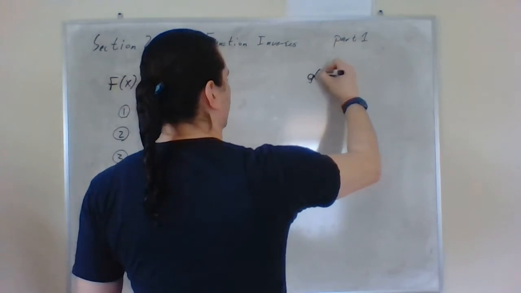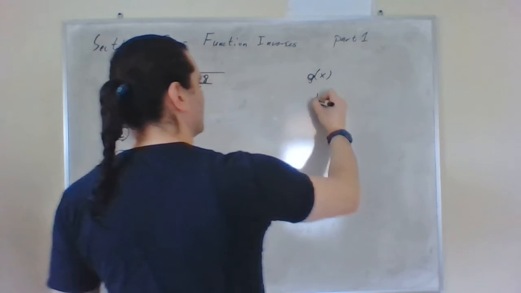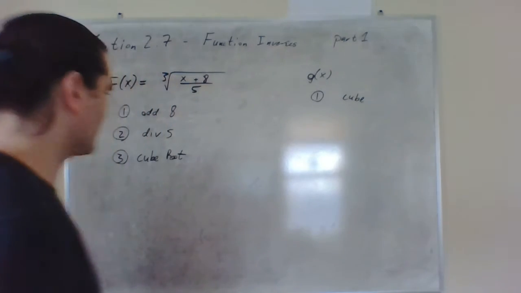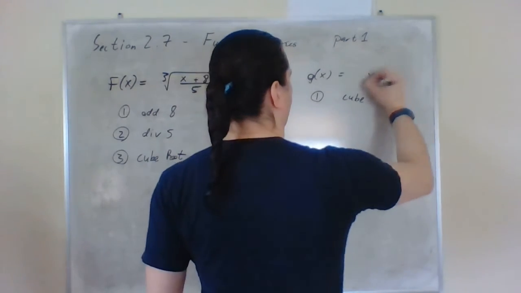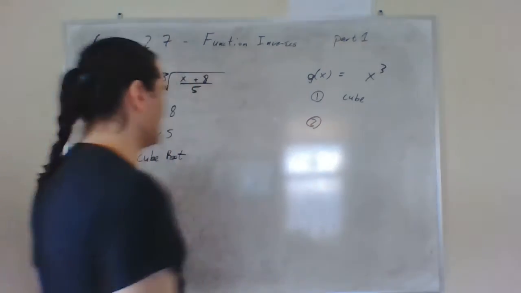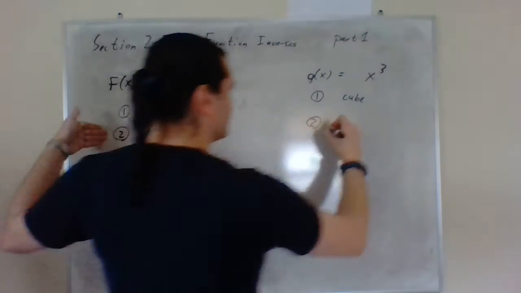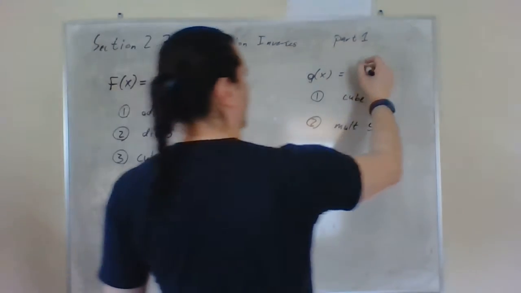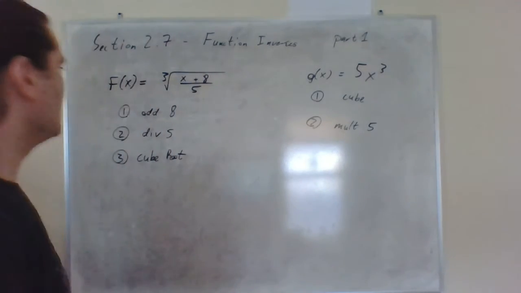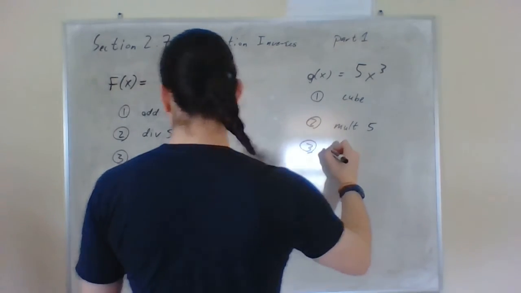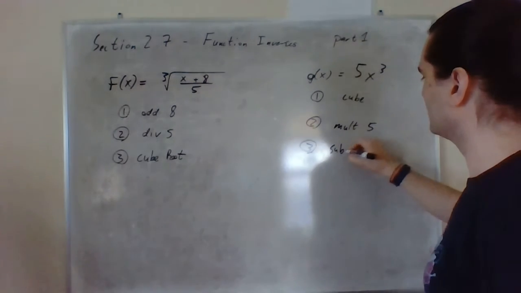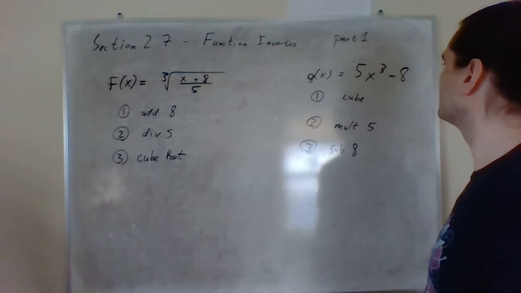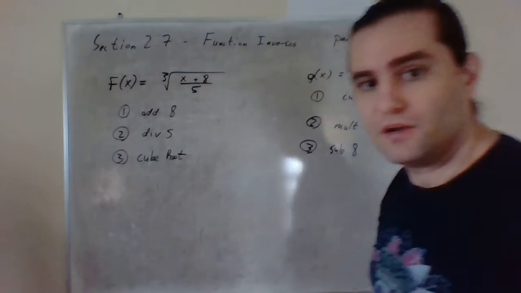So if I want an inverse, the first thing I need my inverse to do is cube my number. So I'll have an x cubed. The second thing I need my inverse to do is multiply by 5. So I'll put a 5 out front like this. The third thing I need my inverse to do is subtract 8. So this is my inverse. We can check it.